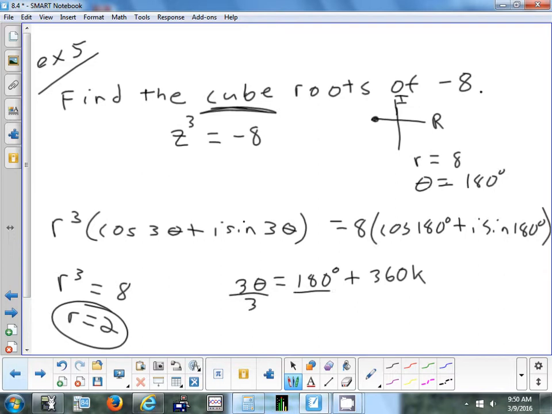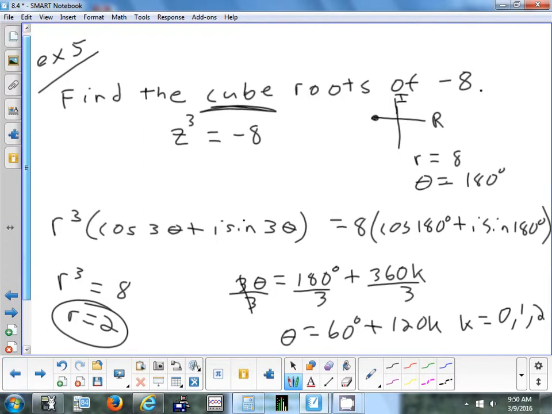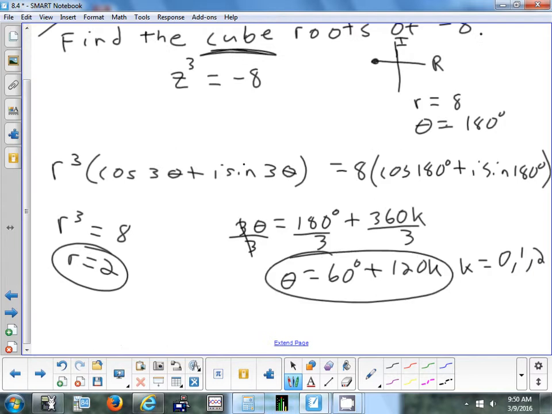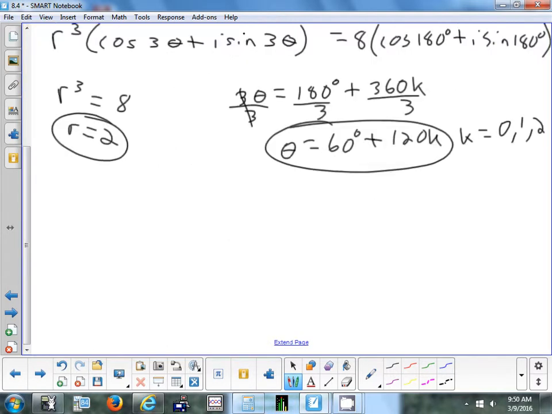Divide by 3, 3, 3. What's 180 divided by 3? 60. And 360 divided by 3? 120. What are the 3 values you're going to let k be? 0, 1, 2. Yep. Now we write our answers. What's my radius in all three answers? 2, 2, 2. Put your parentheses the right way.